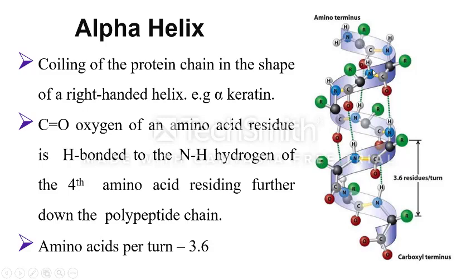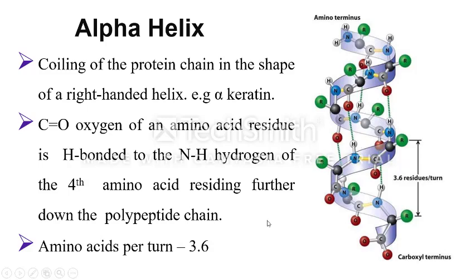So this is 1, this is 2, this is 3, and this is 4. So it's the formation of, this is the first carbonyl, right? First amino acid carbonyl. This is the first amino acid, this is the second amino acid, this is the third amino acid, and this is the fourth amino acid. So the carbonyl of the first amino acid is making a hydrogen bond with the amino of the fourth amino acid. And the same pattern is repeated throughout the alpha helix, right?